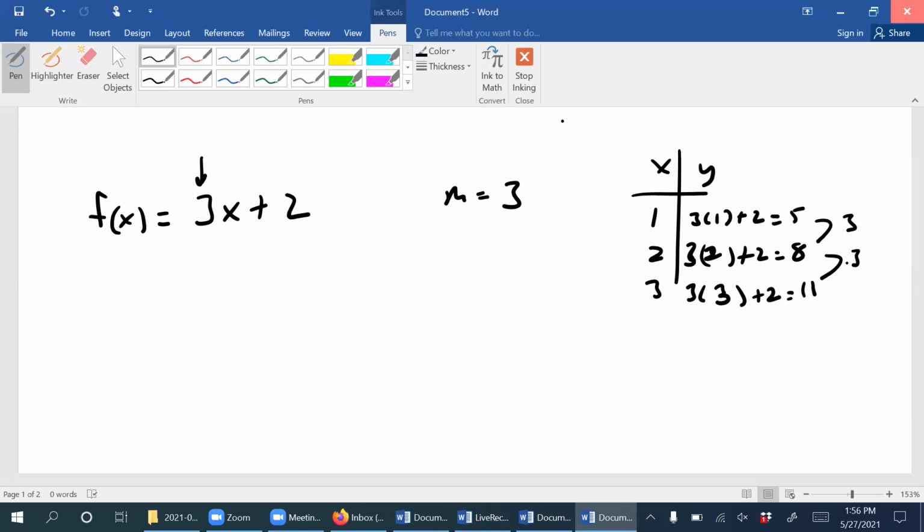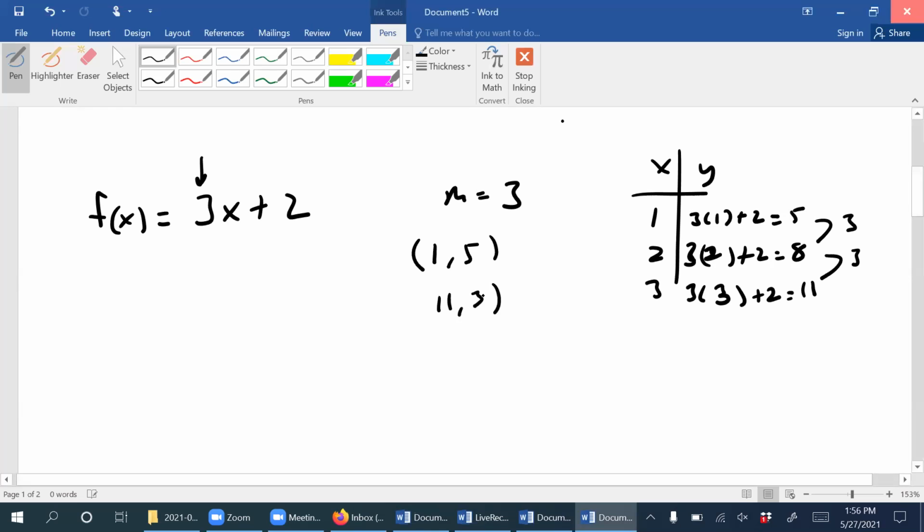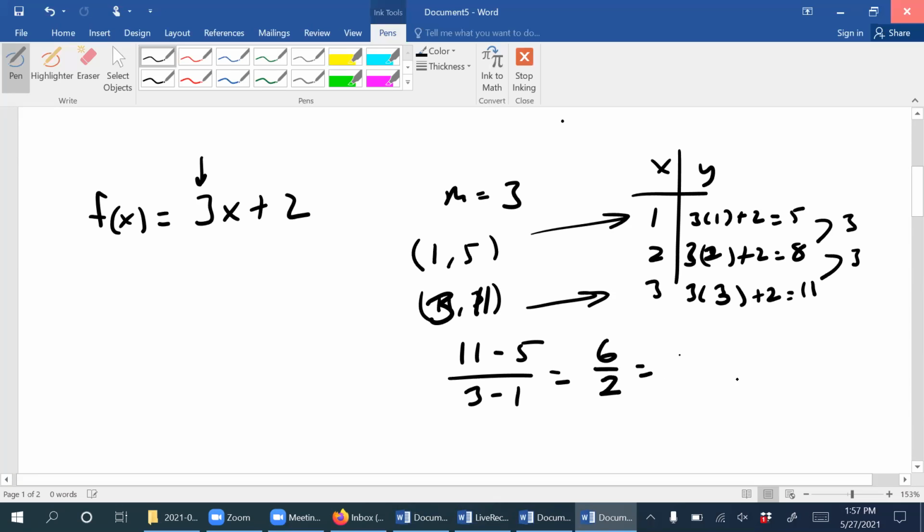But could I do this with two different points? Well, yeah. Let's take 1, comma 5 and 3, comma 11, sorry, I wrote it the wrong way. Where did I get these numbers? Right here. Would this give us the same slope? Well, yeah, rise: 11 minus 5 over 3 minus 1. This gives us 6 over 2, which is 3. Hey, that's the same slope. We went through slope 3 different ways already.